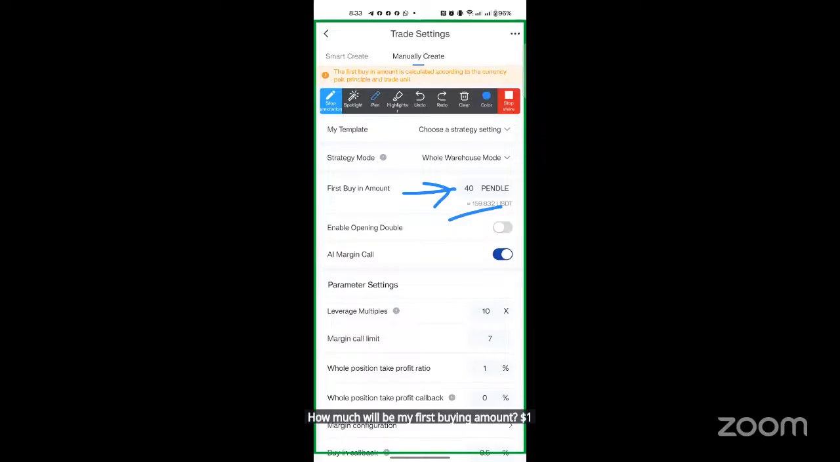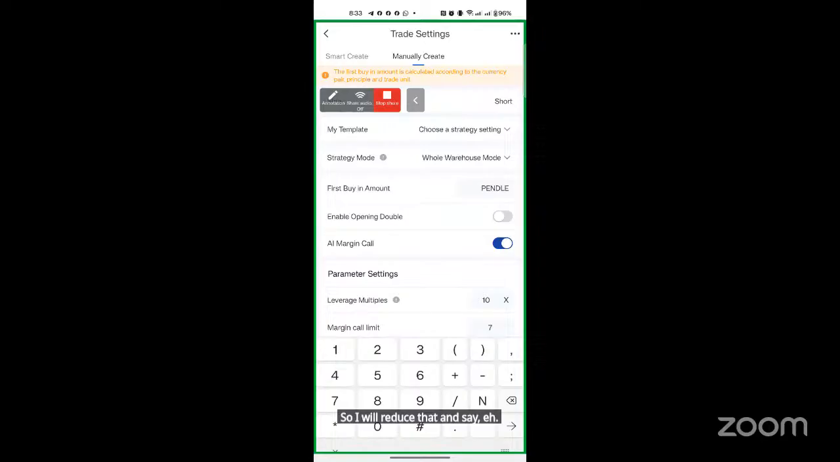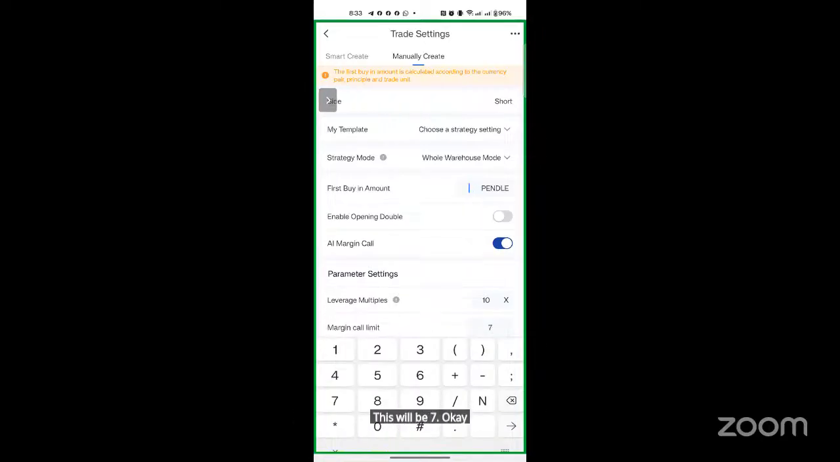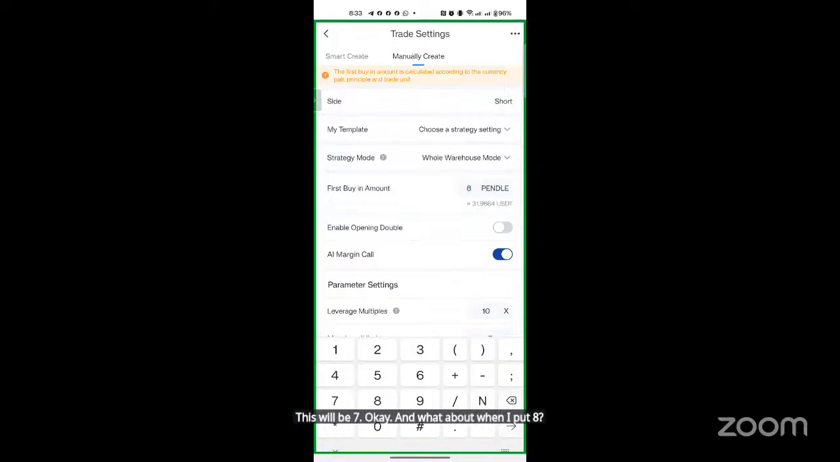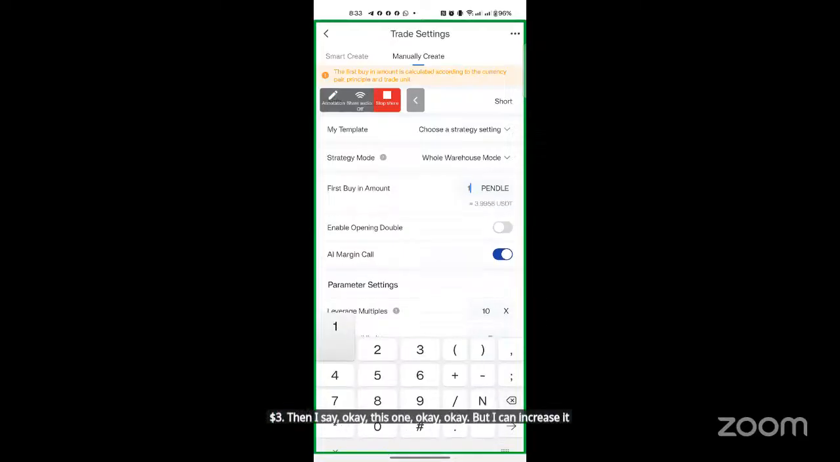$15. It is too much. So I will reduce and say, these are many, 20. This will be 7. Okay. What about when I put 8? This will be 3. How much will be my first buying amount now? $3. Then I say, okay. But I can increase it maybe to 10, and maybe it's like 3, or I can increase it to 15, it's like $6. How many are following?